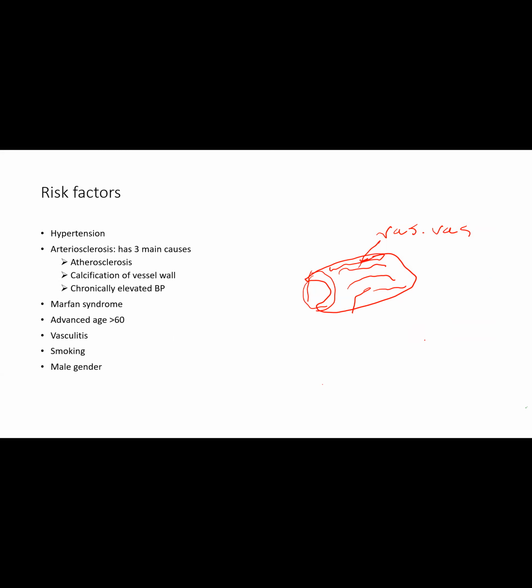Usually it's common in the elderly people and old people, and also third reason is chronic elevation of blood pressure, and it can also cause arteriosclerosis as high blood pressure causes the thickening of the medial layer.